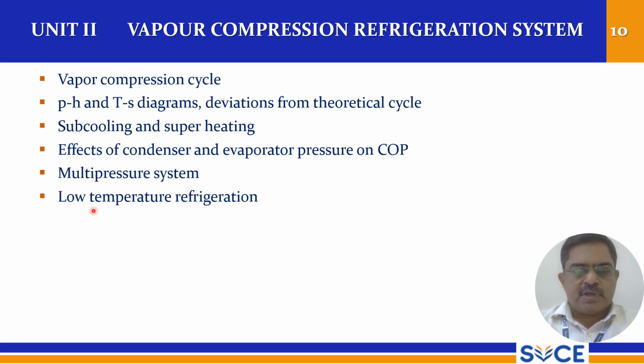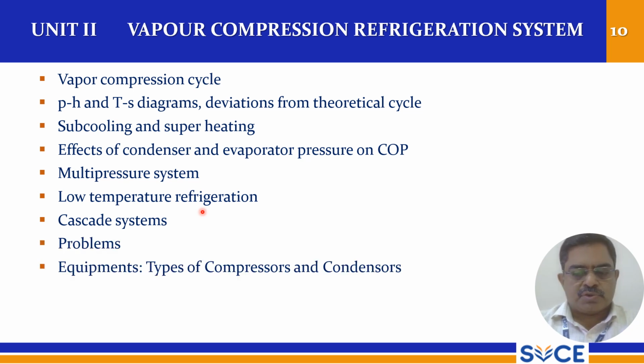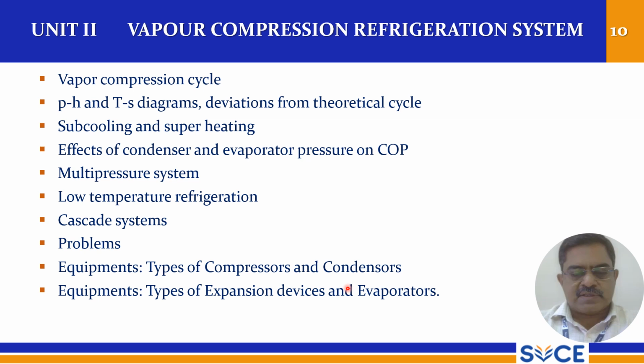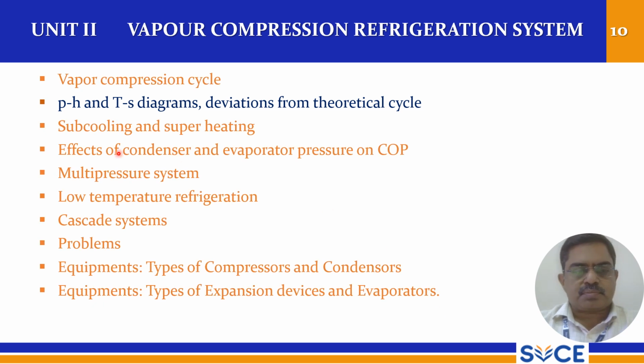Multi-pressure system, low temperature refrigeration, cascade systems, problems, and we need two sessions to discuss more problems and equipment, types of compressors and condensers, and then we need one more session to discuss types of expansion devices and evaporators. So these are the topics we are going to discuss, students. And now we shall start the pH and TS diagrams.